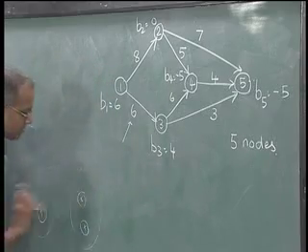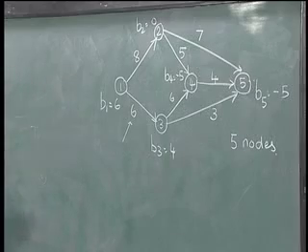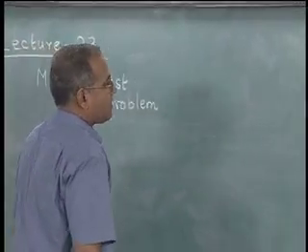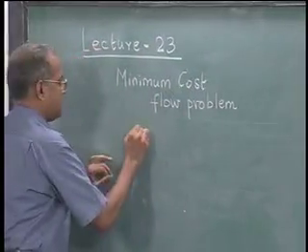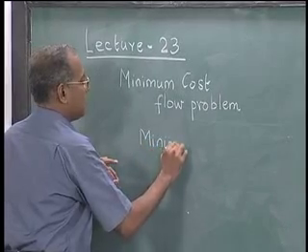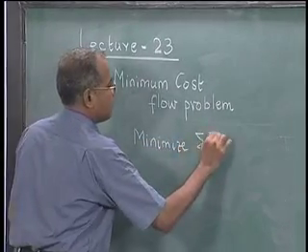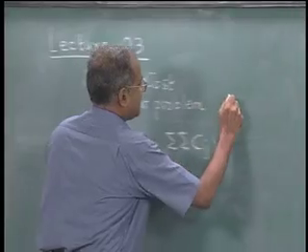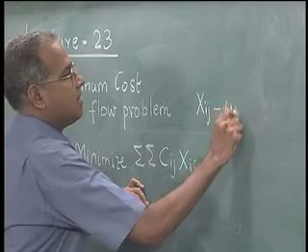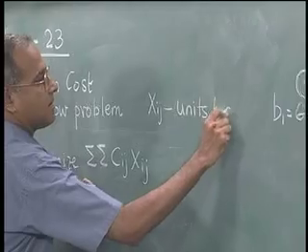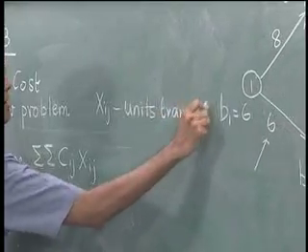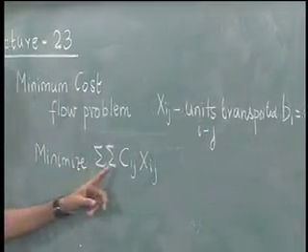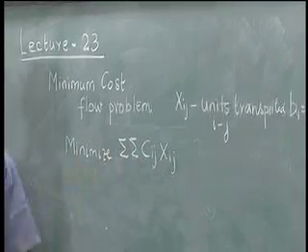Now, how do we solve this minimum cost flow problem? To do that, let us first write the primal and the dual associated with the minimum cost flow problem. So, the minimum cost flow problem will have a primal which is minimize double sigma Cij Xij, where Xij is the units transported from i to j. Cij Xij is the total cost of transportation.